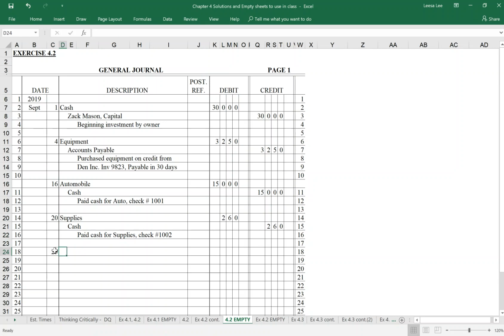Now we're on the 23rd. This one's a little different. We returned damaged supplies for a cash refund of $85. It looks like something that we bought just on the 20th was ruined, and we took it back and they gave us cash back. So we're increasing our cash by $85, and we're decreasing supplies.